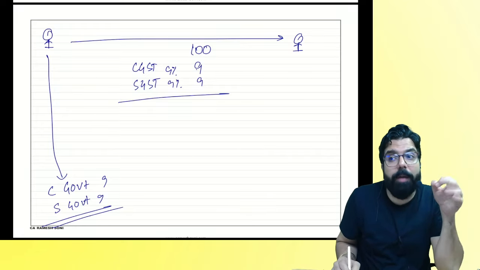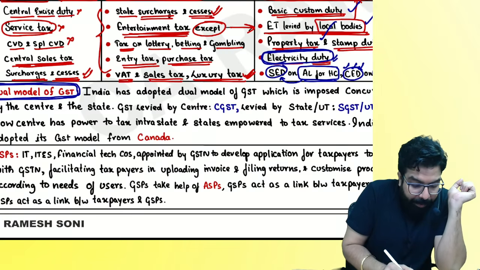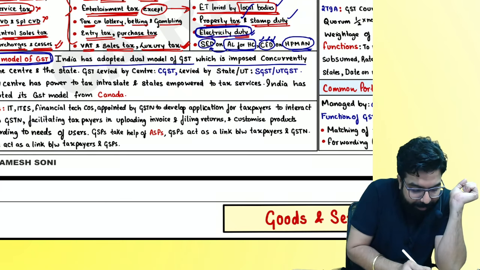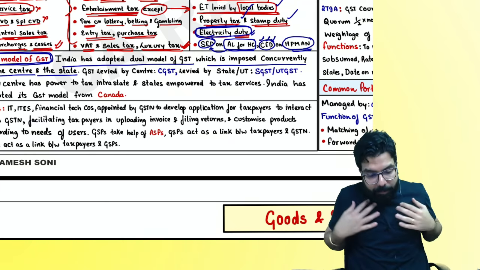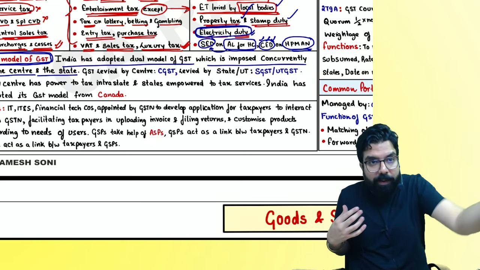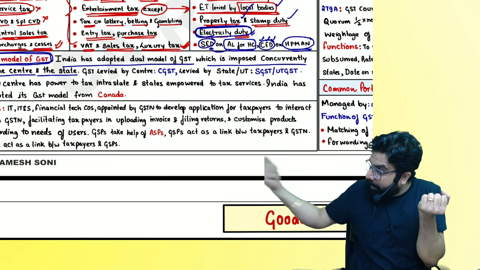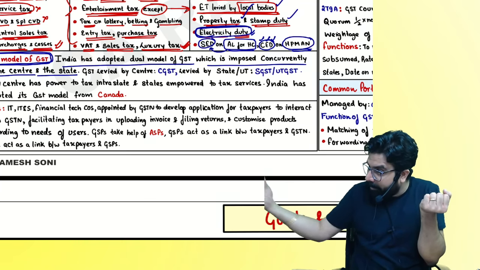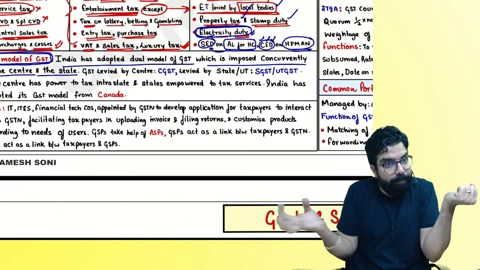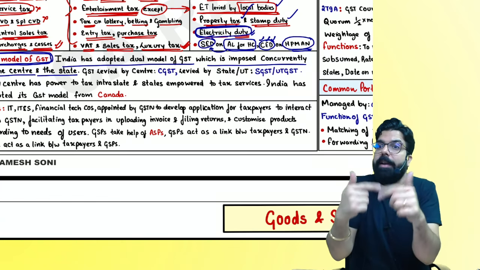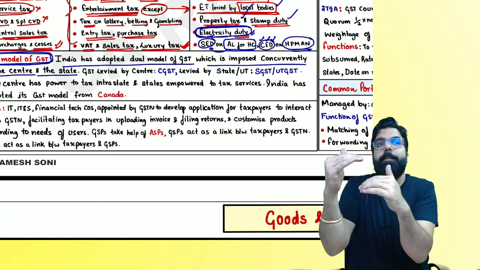This is known as the dual model under GST, that India has adopted a dual model, which is imposed concurrently by the center and the state. So whenever one person is selling goods, he will charge CGST and SGST. When he is buying, the other person will charge him CGST and SGST. So he will have input of CGST and SGST, he will set it off and pay the balance. Is my point clear to all? We are upgrading a little. Is my point clear?